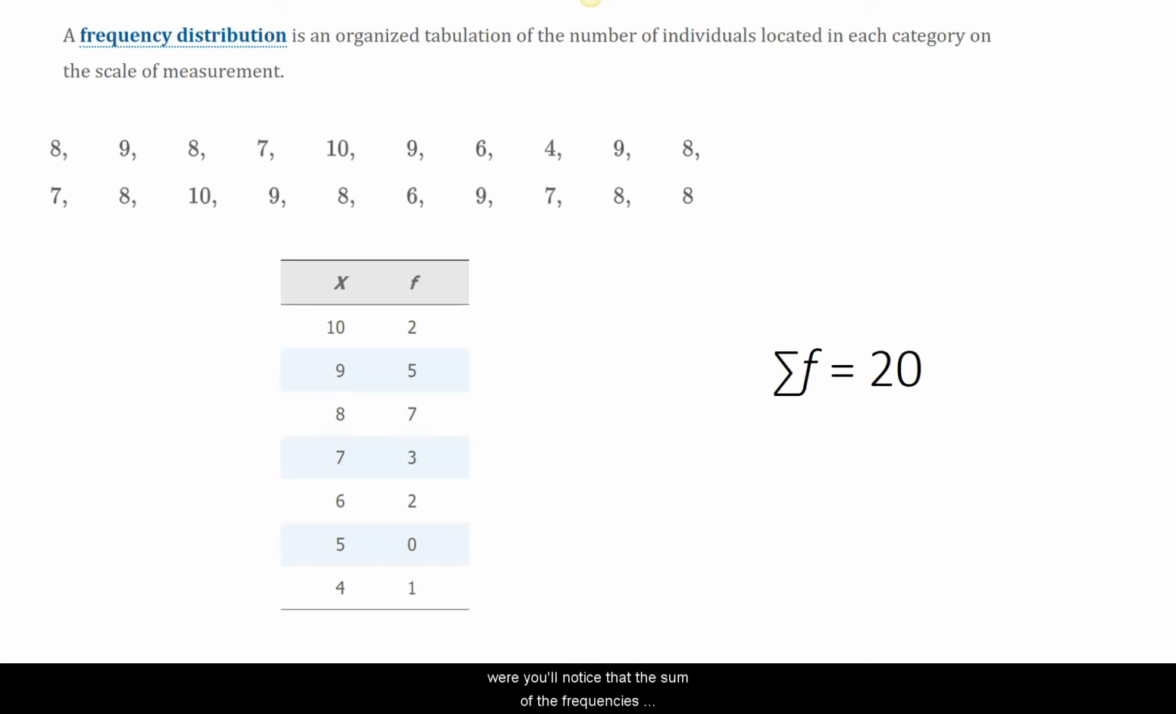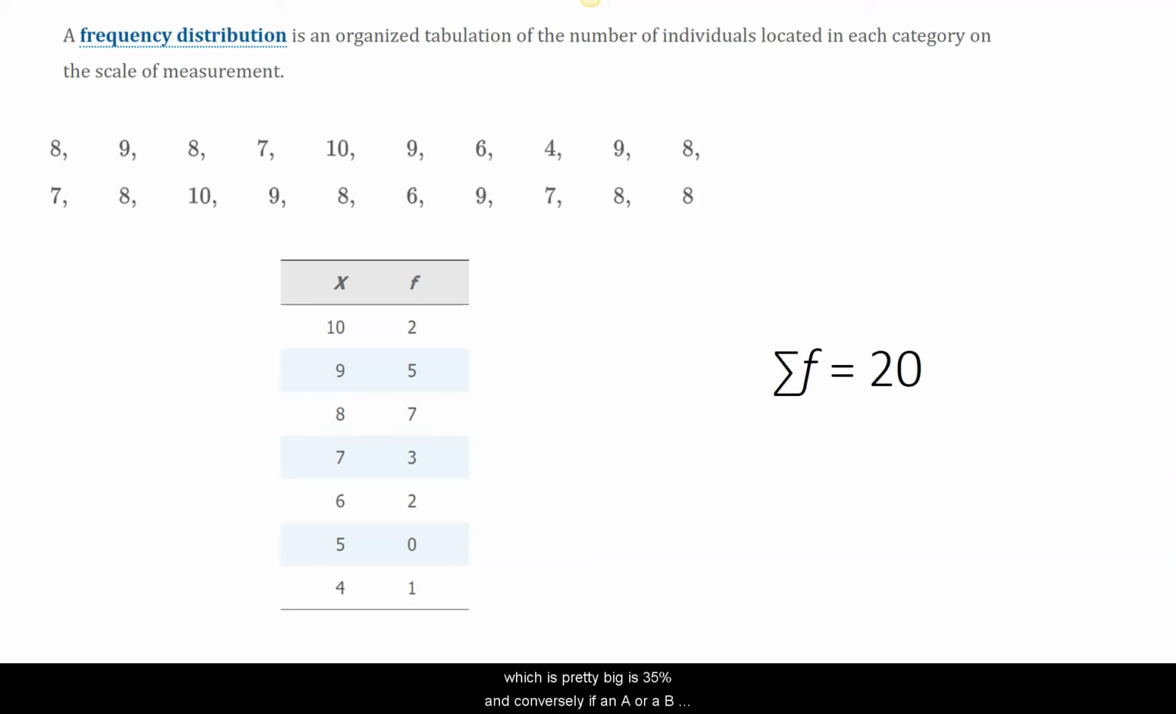You'll notice that the sum of the frequencies equals the number of quizzes or survey responses or what have you. So if I added 2 plus 5 plus 7 plus 3 plus 2 plus 0 plus 1, it comes up to 20. And it's very digestible in this way. Someone could look at this at a glance and say, if the top scores 9 or 10 were an A, did a large proportion get an A? Well, yeah, 7 out of 20, which is pretty big.